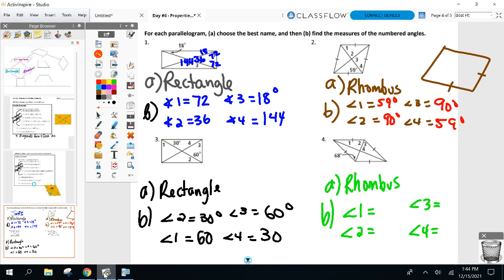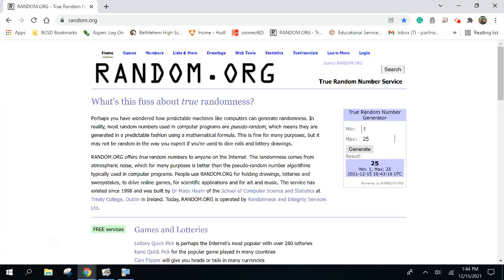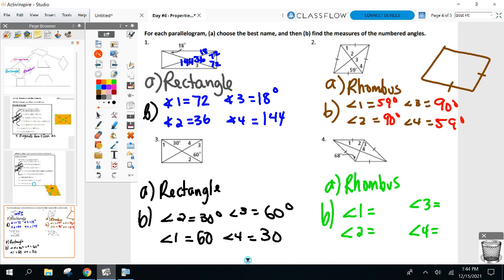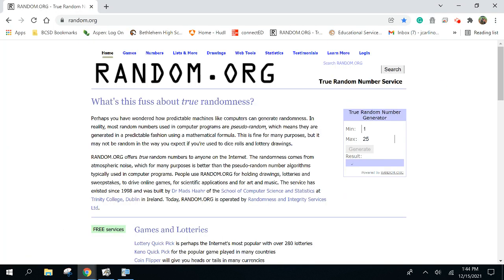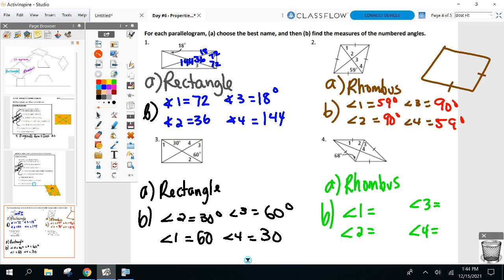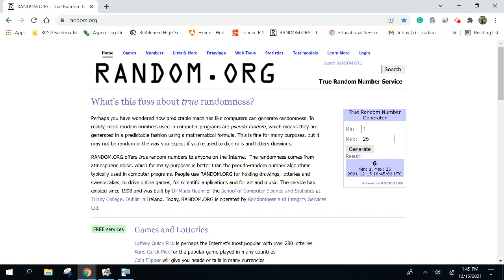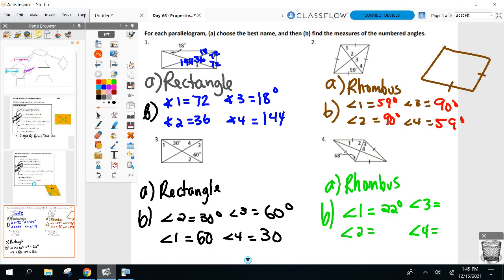All right, back to business. Sorry there. How about an angle here in our rhombus number 4? Angle 1 is 22. 22 degrees, the tougher one. Yep, 22. I'll talk about that after I get some of the other angles. Another angle. Angle 2 is 68. Diagonals bisect, correct. That's 68.